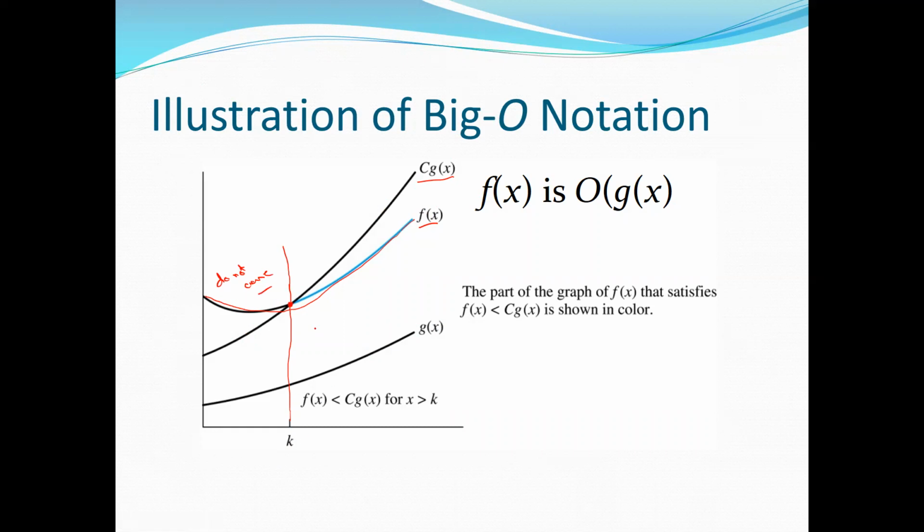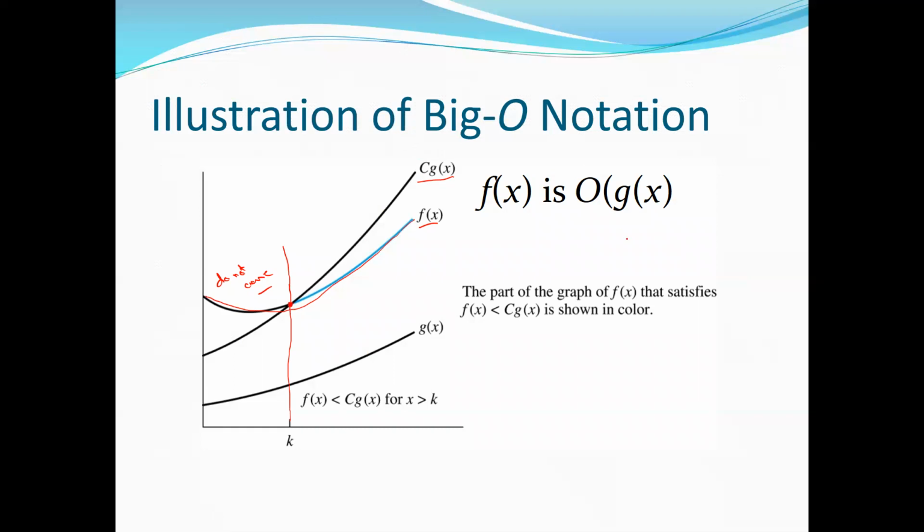After this k value, all the values of x will be such that f of x is less than or equal to c of g of x. If we can hold this property, we call f of x big O of g of x. And there are several ways to solve this problem.